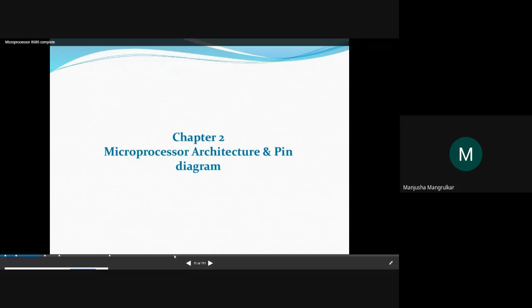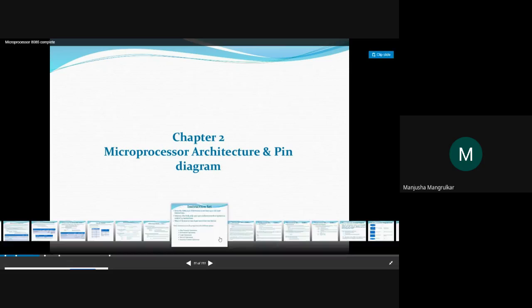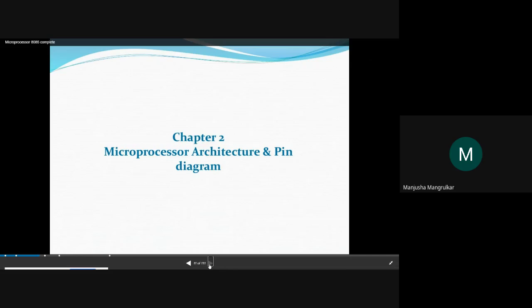This is chapter 2 of microprocessor architecture and the pin diagram. So today we will see the architecture and the pin diagram of the microprocessor.